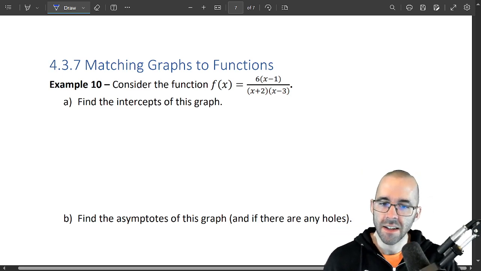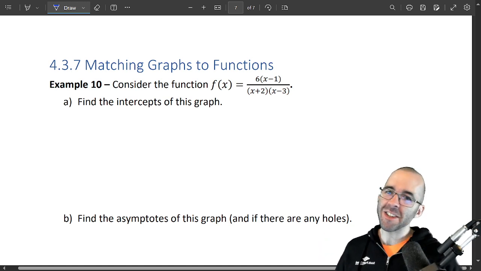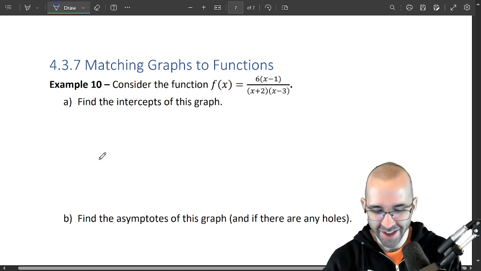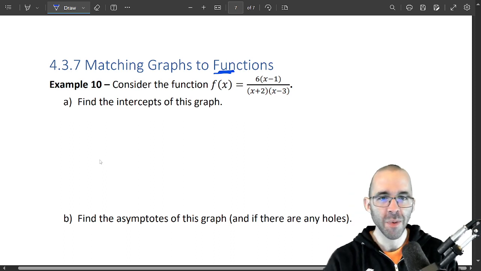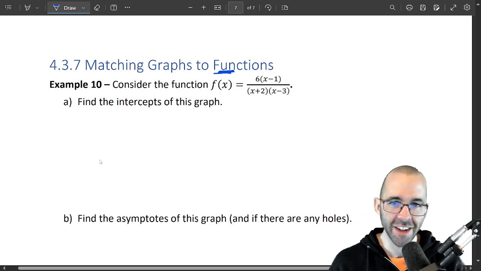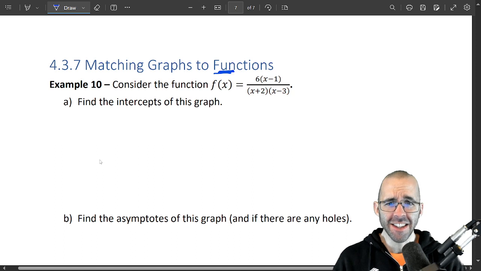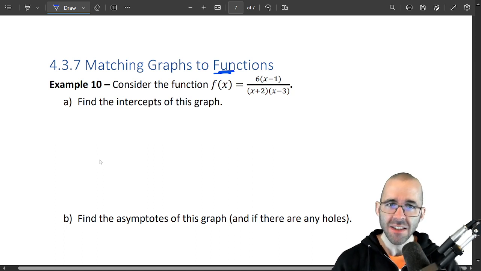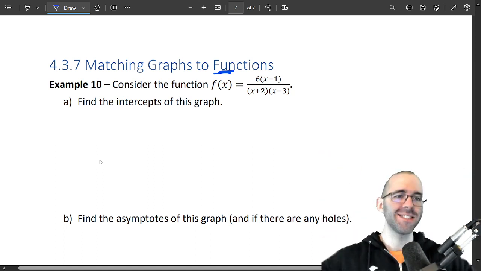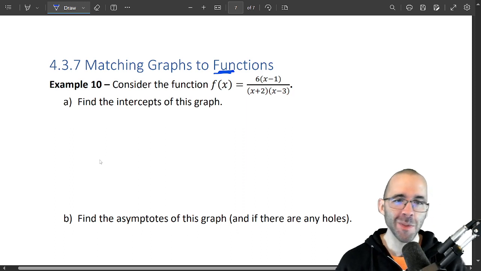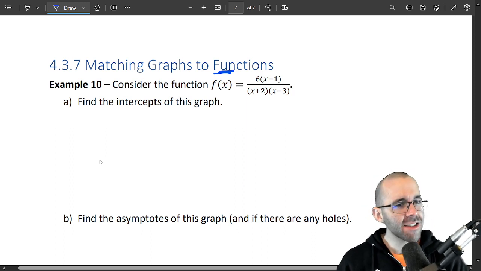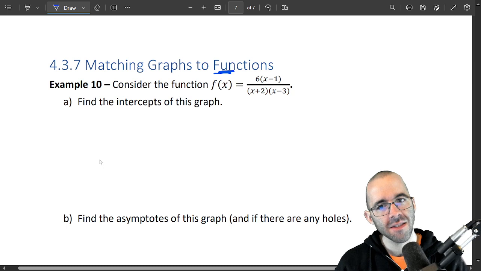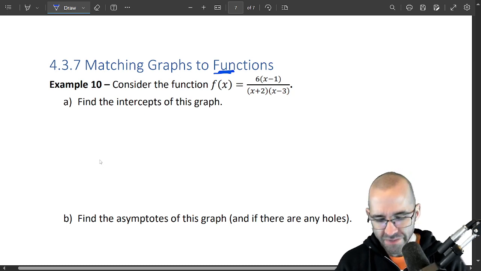Sadly, this is the last video from this section, but the good news is matching graphs to functions is pretty fun, okay? Can't spell functions without fun. So let's look at this function. We're going to ask you a bunch of questions, putting a bunch of things together like we did at the end of the polynomial section too, and then use those things to match graphs to functions.